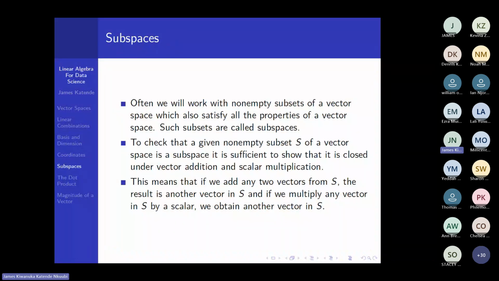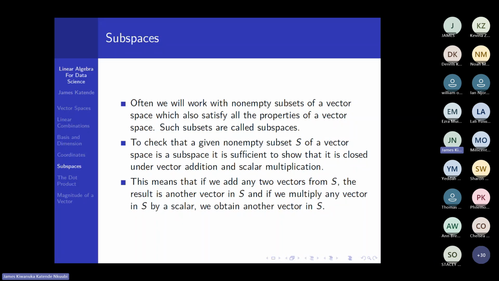So today we'll start on subspaces. Subspaces are just vector spaces that are sitting inside other vector spaces. Sometimes you may find subsets of a vector space which are also vector spaces, and such subsets are called subspaces. We shall see some examples shortly. To be able to check that a nonempty subset of a vector space is a subspace, all you need to do is to check two properties.